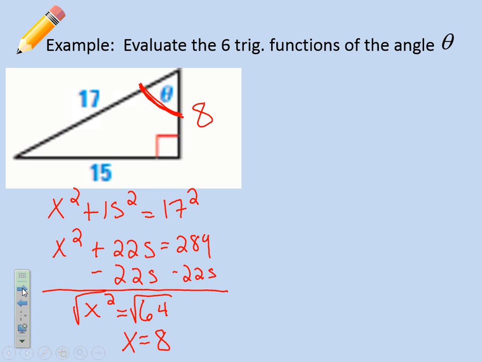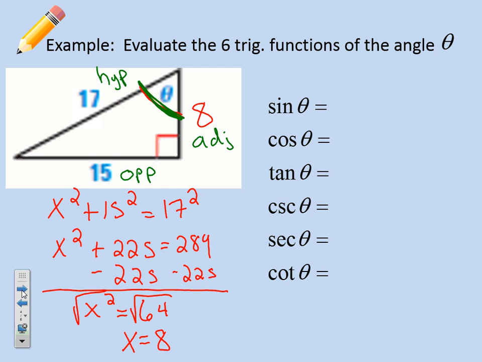Now, before I even get going, I'm working with angle theta, so I'm going to label my sides. This is the opposite, this is the adjacent, and this is my hypotenuse. Now, I can identify my 6 trig functions. So all we're going to do is plug in what we know. Sine we know is opposite over hypotenuse. So if we use that angle, the opposite is 15 and the hypotenuse is 17.